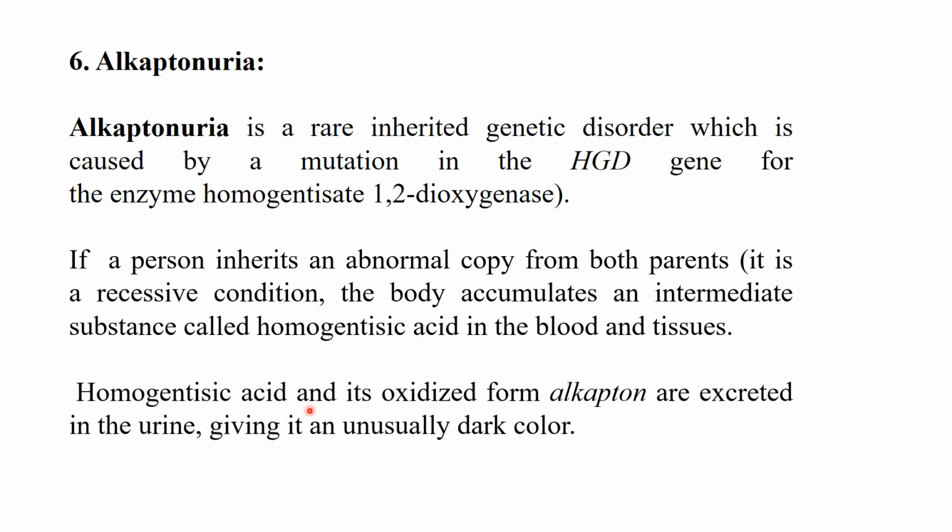Homogentisic acid and its oxidized form alkapton are excreted in the urine, giving it an unusually dark color. Alkapton and homogentisic acid will be excreted in the urine, and they will be responsible for the dark color of the urine. This dark color of the urine is pathognomonic for alkaptonuria, a specific symptom of alkaptonuria.